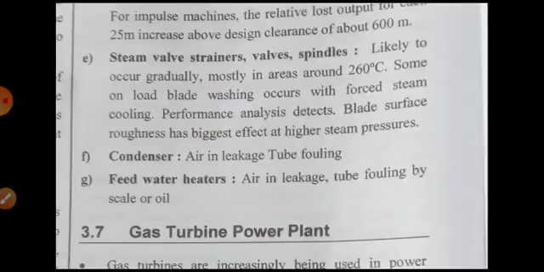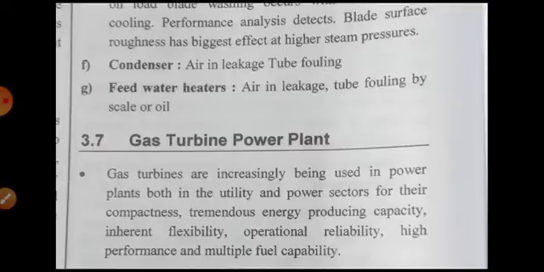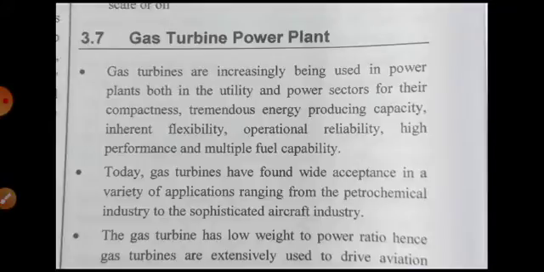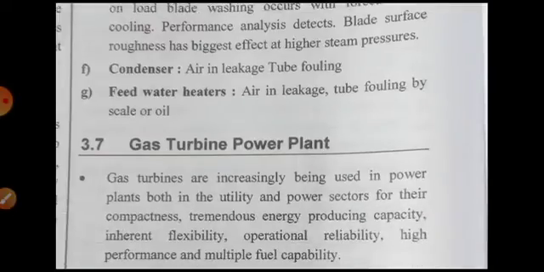likely to occur gradually, mostly in areas around 260 degrees Celsius. Some on-load blade washing occurs with forced steam cooling. Performance analysis detects that blade surface roughness has the biggest effect at higher steam pressure. And condenser, air in-leakage, tube fouling; feed water heaters, air in-leakage, tube fouling by scale or oil. Gas turbine power plant. Okay, these were the parameters to be thought of while maintaining the steam turbine.